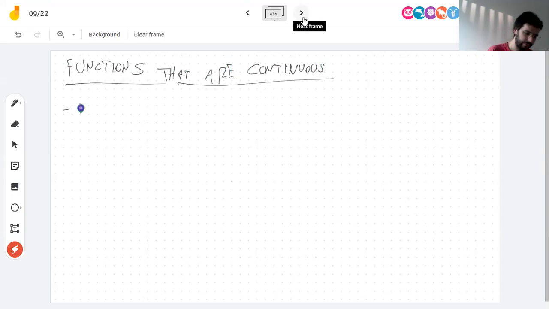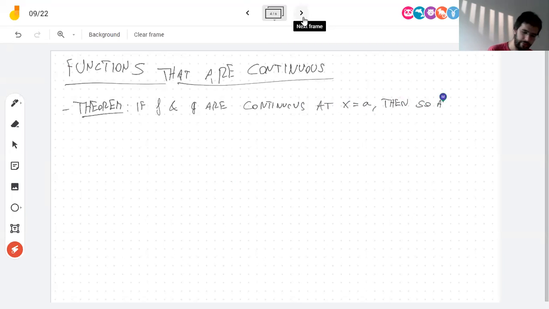So here's the theorem. If f and g are continuous at a point, of course I could apply this at a bunch of different points, then all of these are continuous. So what can I do with two continuous functions?